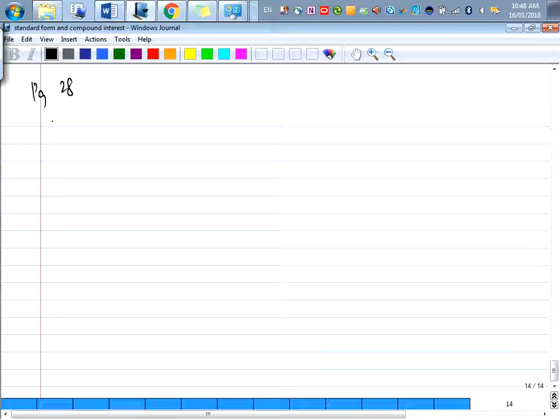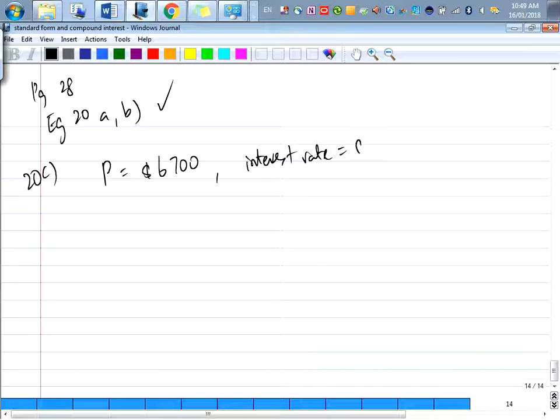example 20, page 28. Example 20, A and B completed already. Let us move on now to 20C. Okay? So same question, principal equals 6,700. R equals 8, sorry, interest rate equals 8% per annum, and the duration equals 5 years. We saw how we were able to substitute all these values for part A and part B. Now for C, there is a difference. It is now compounded monthly.